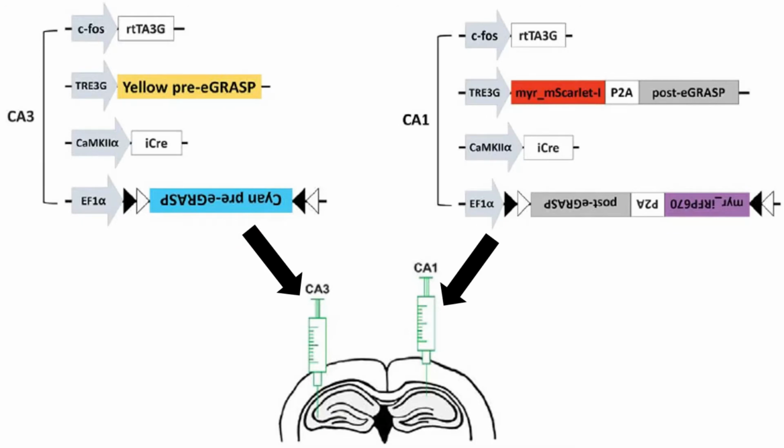At the same time, 4 more viral vectors were injected into the opposite hemisphere's CA1 region of the hippocampus. These 2 viral vectors ensured that neurons in CA1 that were active during the fear conditioning would express the red fluorescent protein mScarlet and would express the protein post-eGRASP. And these 2 viral vectors ensured that a small subset of other random neurons in CA1 would express the infrared fluorescent protein IRFP670 and the protein post-eGRASP.